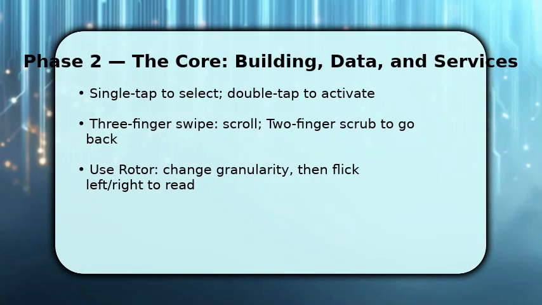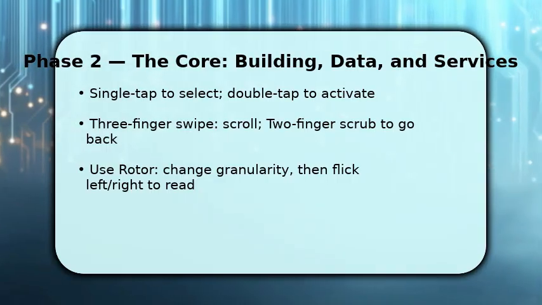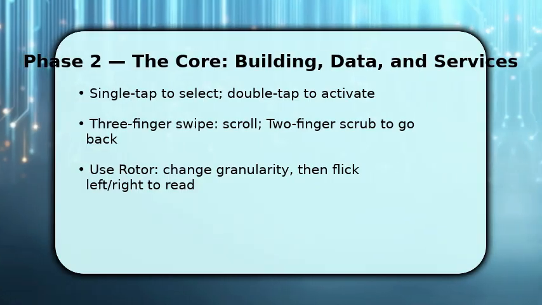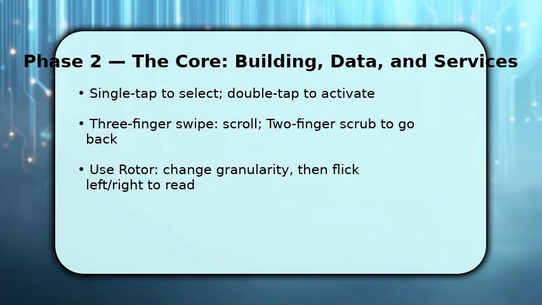Single tap selects an item and VoiceOver speaks it. Double tap activates that item. Two-finger swipe up or down scrolls content, while a two-finger scrub, Z motion, goes back or exits. Use three-finger gestures for paging and dragging.